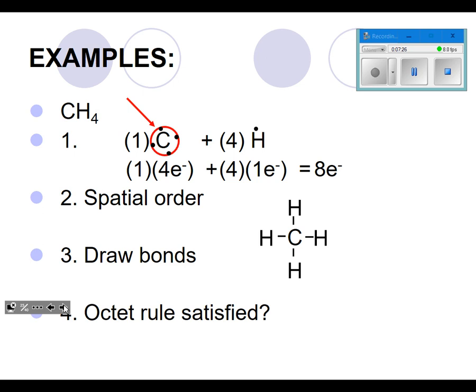So do the hydrogens have 2? Yes, each one of those lines represent 2 for the hydrogens. And does the carbon have 8? Well, because the carbon's in the middle and it has 4 lines shared, that's 8. So yes, the octet rule is satisfied. Then step 5, count the number of electrons. So 2, 4, 6, 8 because of the bonds. So does that match the number of valence electrons I said in step 1? Yes, it does. And that would be my diagram. All right.